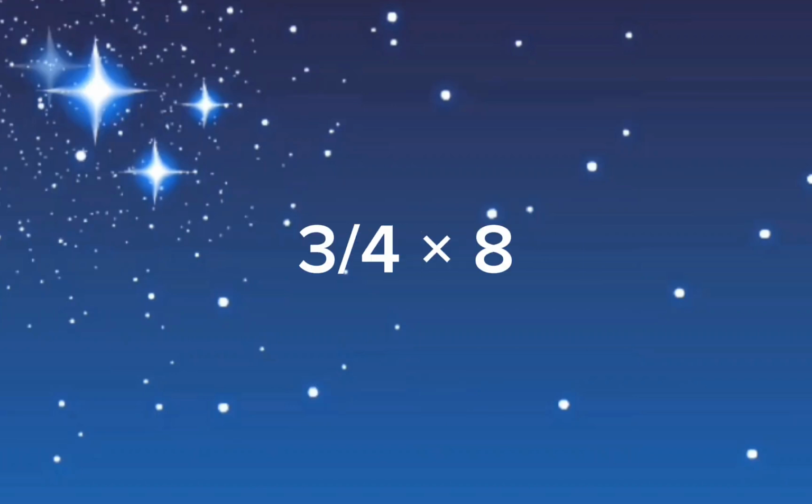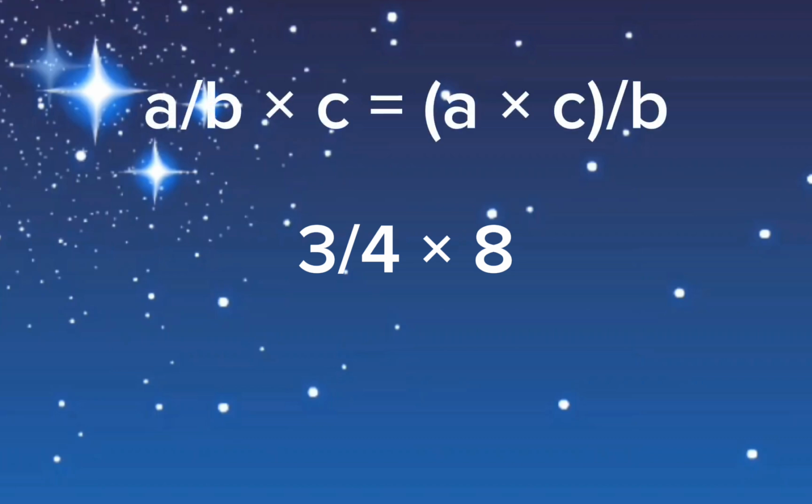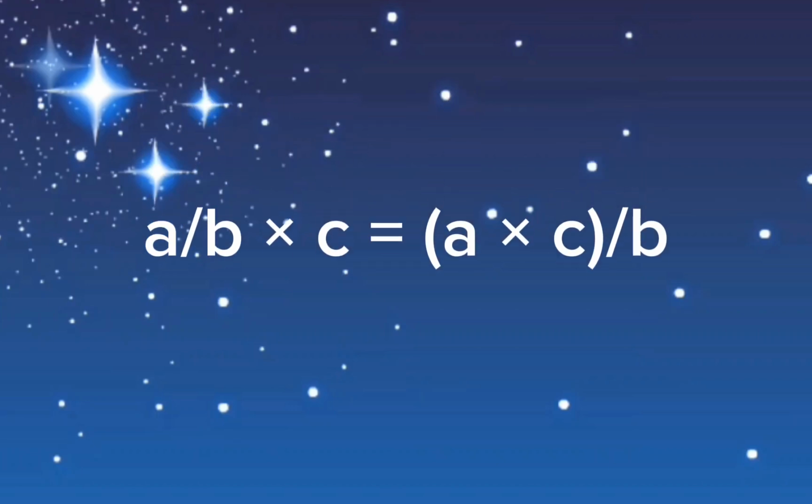Now there's actually a shortcut to this. When you multiply a fraction by a whole number, you do numerator times whole number and keep the denominator. So this would really be just 3 times 8 all over 4, which is 24 over 4, which gives you the same answer. But wait, why this rule? Why does this rule work?